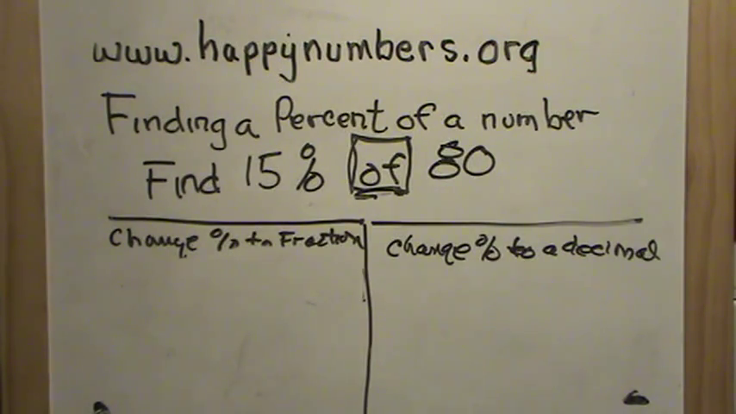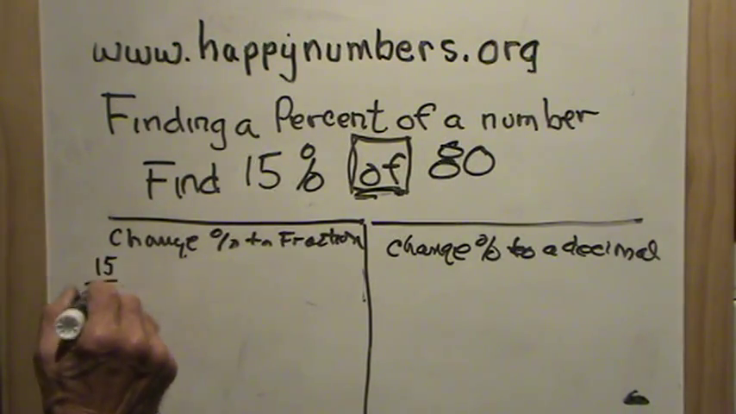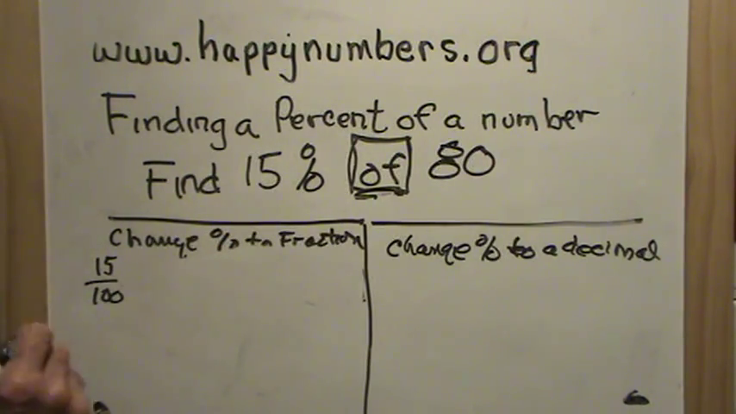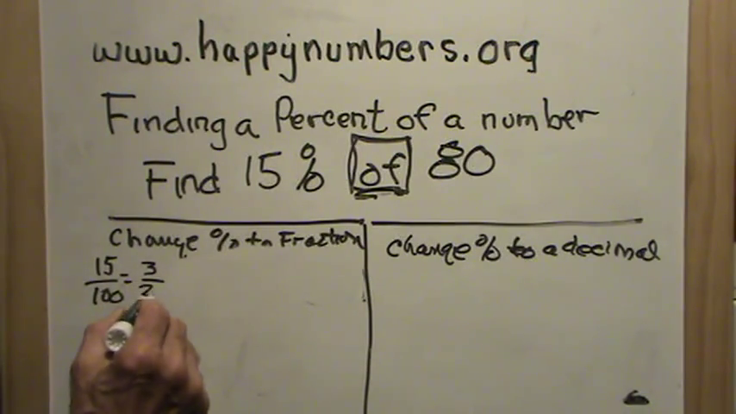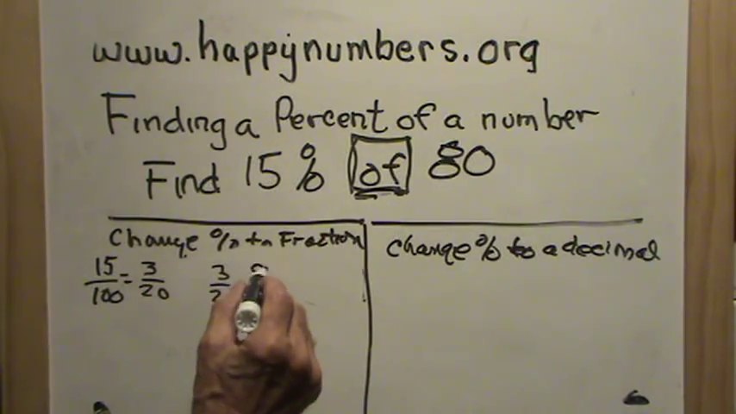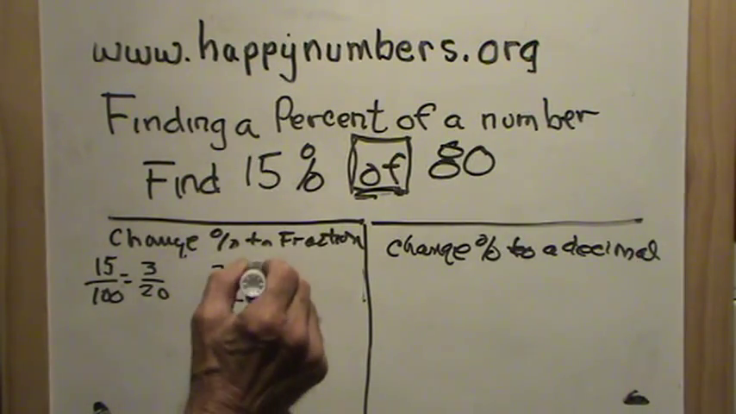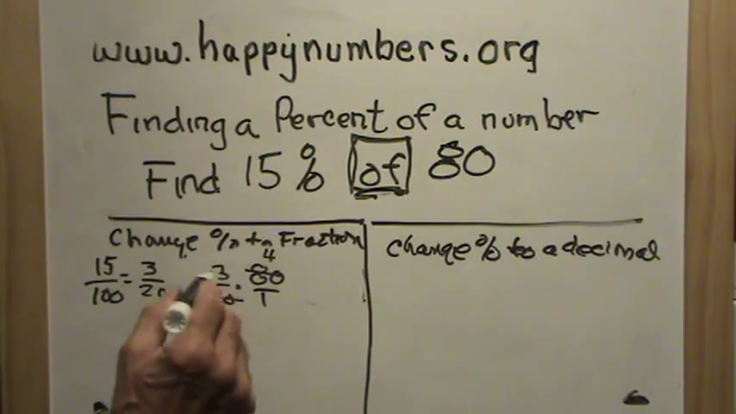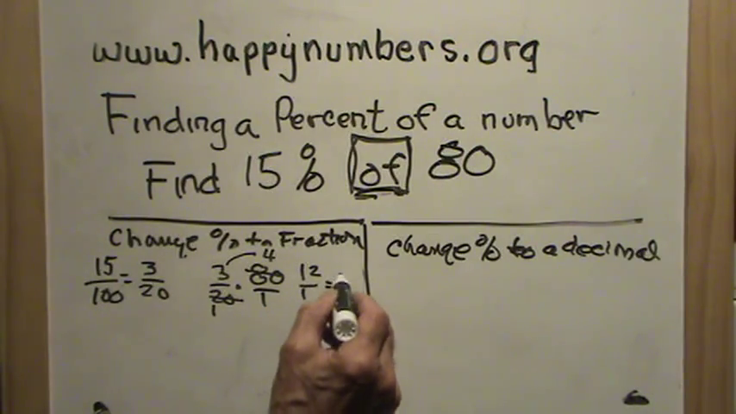Okay, so 15%, we're going to make it a fraction. So we know that's 15 over 100. That means denominator 100. And we're going to cancel, reduce to lowest terms. 5 will go into 15 3 times, and 5 will go into 100 20 times. So I have 3/20ths, and I'm going to now multiply that by 80. So 3/20ths times 80 over 1, and we can cancel here. 20 goes into 20 one time, 20 goes into 80 4 times, because 4 times 20 is 80. Now I multiply, 3 times 4 is 12 over 1, which gives us 12.